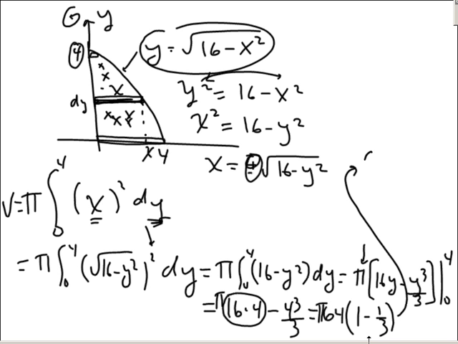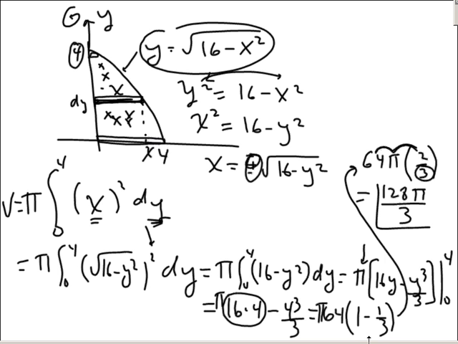Coming up here, I have 64 pi, and 1 minus the third is 2/3. 64 pi times 3, 128 pi. I meant to say times 2. 64 times pi times 2 is 128 pi. Please don't forget to divide by 3. And there is the volume that you would get if you take this portion of a circle and revolve it around the y-axis.